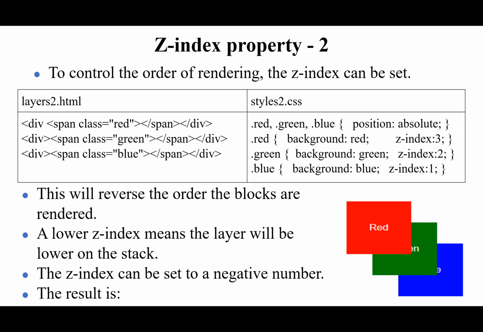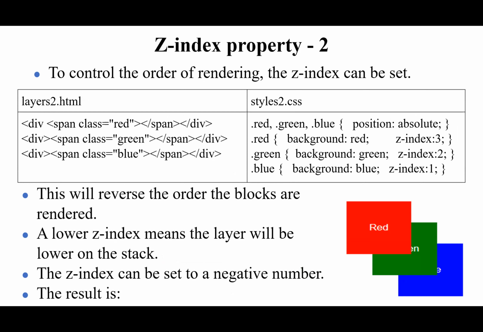But in this example, we also create red, then green, then blue. But the red one has a higher Z-index. Objects with a bigger Z-index appear closer to you or on top of items with smaller Z-indexes. So in this case, the red one has an index of 3, the green 2, and the blue 1. And so the red is on top, the green in the middle, and the blue one, which has the lowest Z-index, is at the bottom.